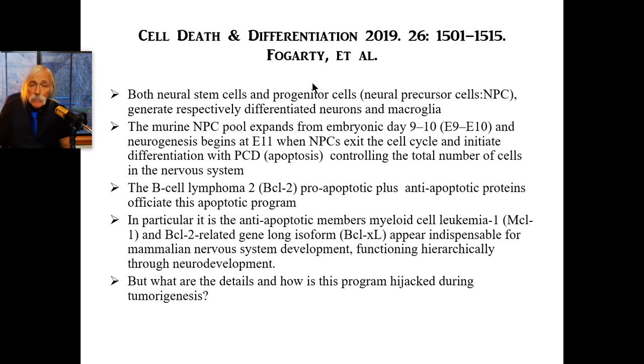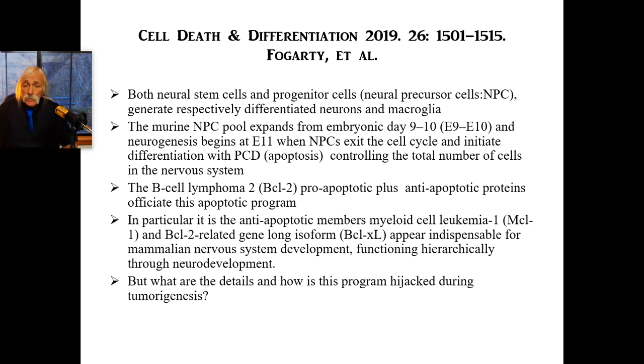All right. Now, back to this paper published in Cell Death and Differentiation in 2019. There is the full complete citation. First author is Fogarty. Both neural stem cells and progenitor cells, these are neural precursor cells called NPCs, generate respectively differentiated neurons and macroglia. Okay? In the mouse model, these NPC pools expand from embryonic day 9 to 10, and neurogenesis begins at about embryonic stage 11 when the NPCs exit the cell cycle and initiate differentiation, with programmed cell death, specifically PCD apoptosis mediated, controlling the total number of cells in the nervous system. That's how the system functions to control that total neuronal load within the CNS.